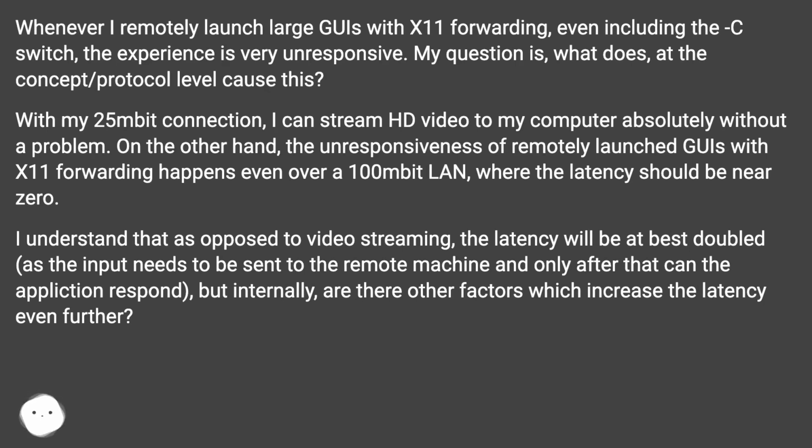With my 25 Mbit connection, I can stream HD video to my computer absolutely without a problem. On the other hand, the unresponsiveness of remotely launched GUIs with X11 forwarding happens even over a 100 Mbit LAN, where the latency should be near zero. I understand that as opposed to video streaming, the latency will be at best doubled, as the input needs to be sent to the remote machine, and only after that can the application respond, but internally, are there other factors which increase the latency even further?